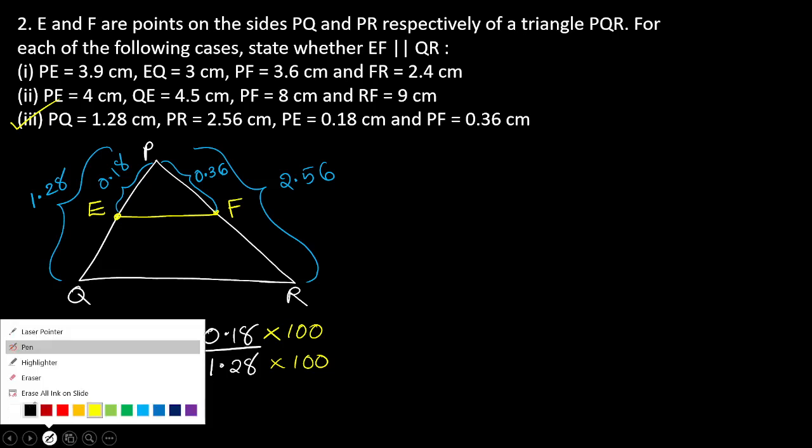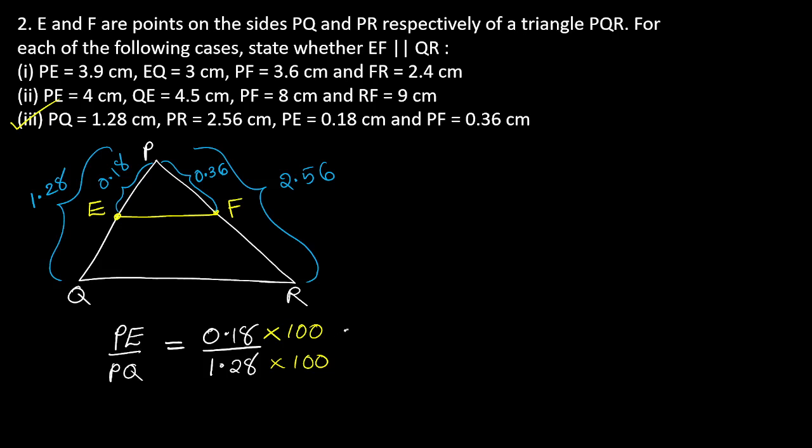So in this case, I want to remove the decimal. Let me multiply numerator and denominator by 100 just for removing the decimal. 0.18 into 100 will be 18. 1.28 into 100 will be 128. Till this step you are okay?